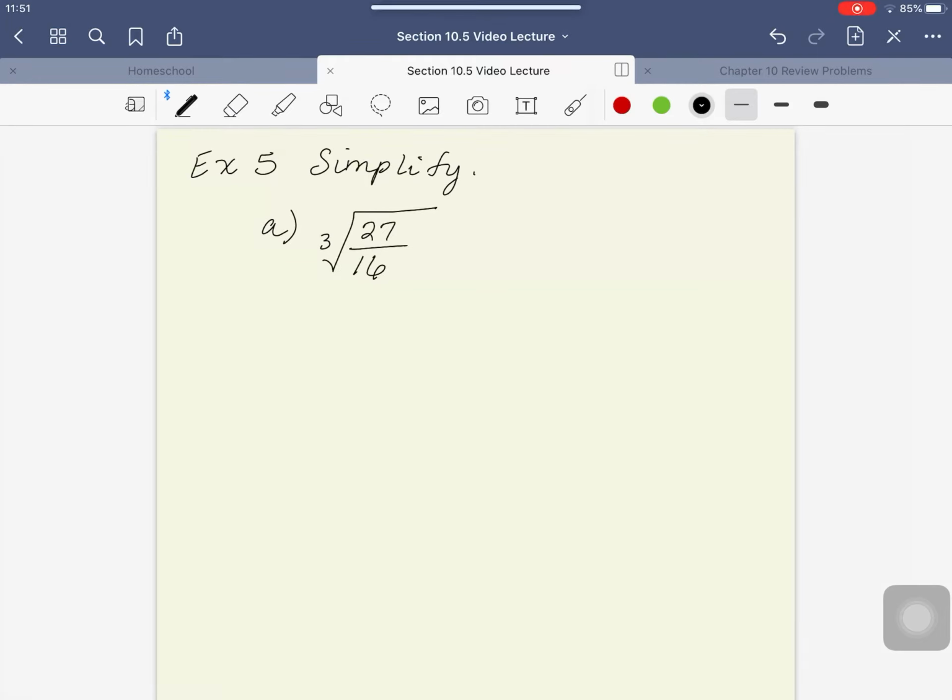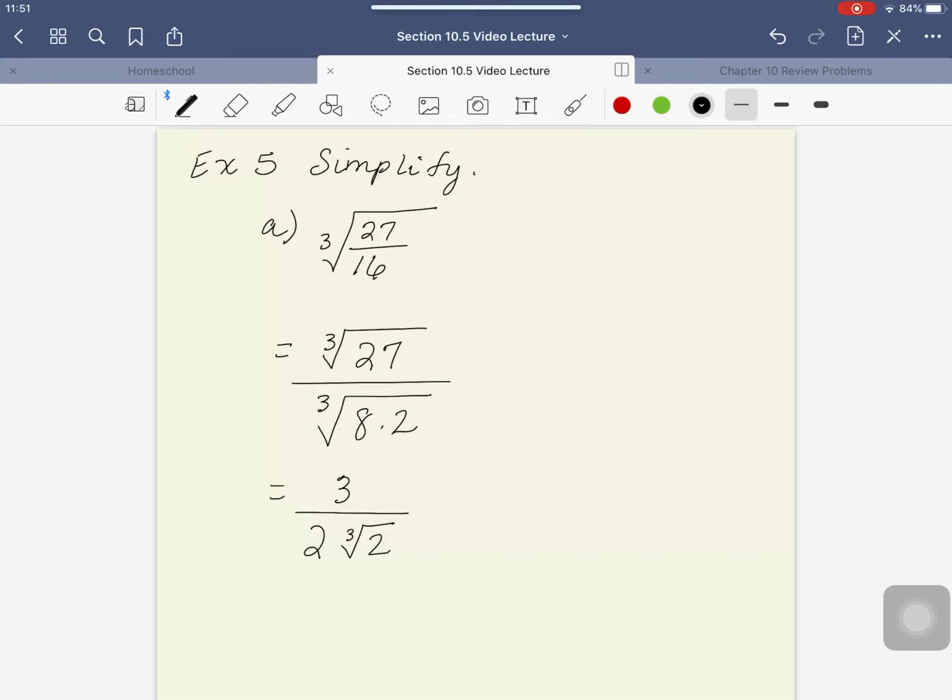All right, example 5, same concept, but this time it's a cube root. So we want to look for any perfect cubes before we rationalize. So first, I'm going to rewrite this as the cube root of 9 times, I'm sorry, no, 27 is a perfect cube. Cube root of 27 over the cube root of 8 times 2. So now the cube root of 27 is 3. The cube root of 8 is 2. So I'm left with 2 cube root of 2 in the denominator.